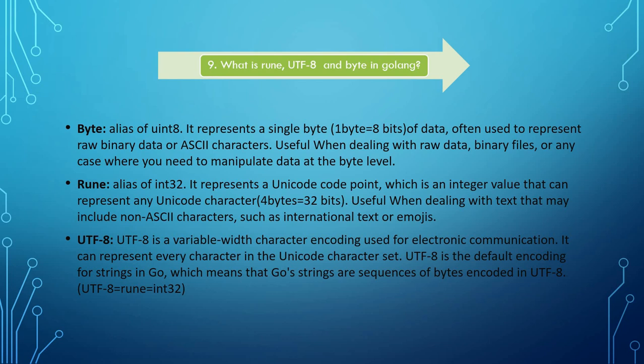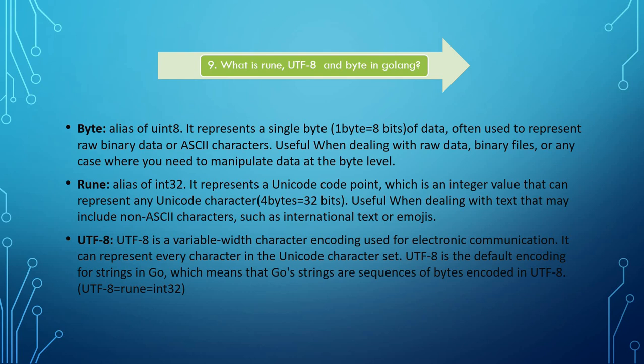Talking about rune, what is rune? Alias of int32. Rune is the alias of int32. It represents a Unicode code point, which is an integer value that can represent any Unicode character. If any Unicode character is there, at that time you can use rune. Useful when dealing with text that may include non-ASCII characters such as international text or emojis. So rune is the alias for int32.